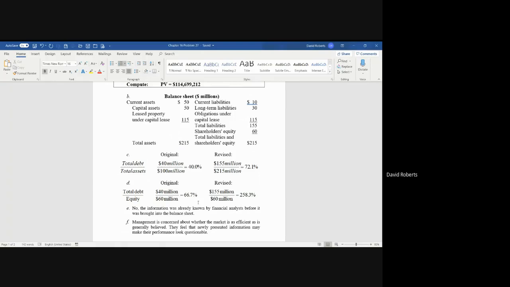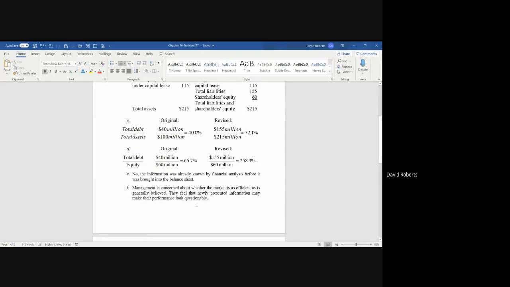So this makes a very big difference for investors. Do you owe 40 cents on the dollar, or do you owe 72 cents on the dollar? And this company has more debt than they have equity. So if the company were to go bankrupt, the investors would not get their money back.